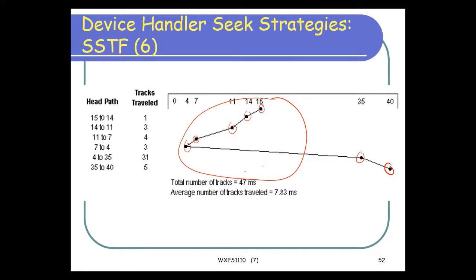But it reduces the total number of tracks traveled to 47 milliseconds, and 47 divided by 6 is 7.83 milliseconds, the average number of tracks traveled. The time taken to satisfy all requests is about one third of first come, first serve.